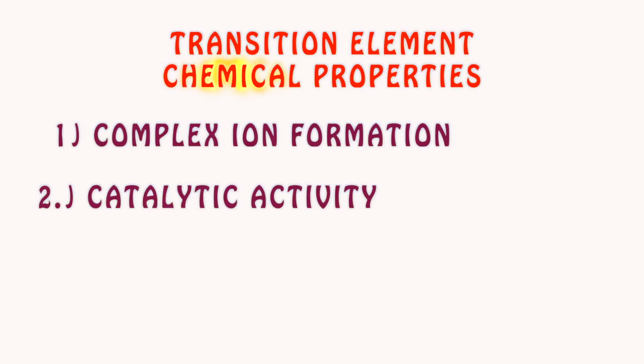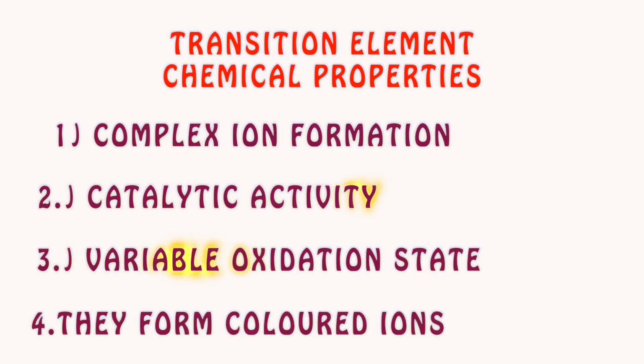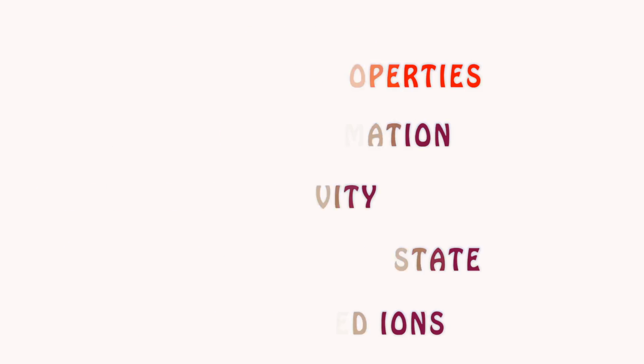The fascinating chemical properties of D-block elements are as follows. They can form complex ions. They are good catalysts. They can exist in variable oxidation states. They form colored ions. And we shall now elaborate in detail and provide examples of these wondrous chemical properties. Complex ion formation is discussed in a subsequent video.